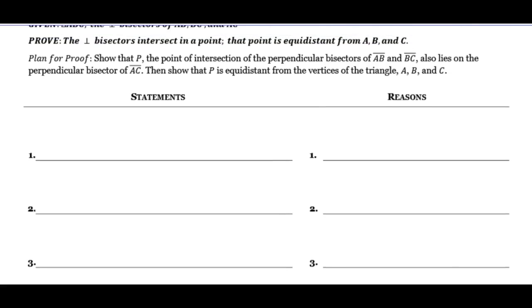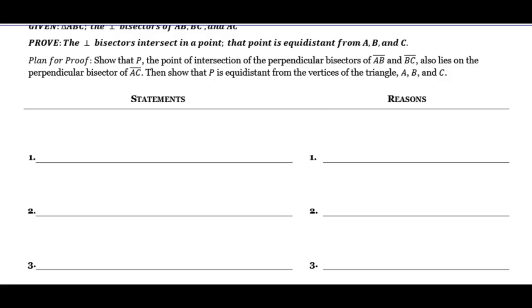So I had put, what are we trying to prove? We want to prove that the perpendicular bisectors intersect at one point, and that that point is equidistant from our vertices A, B, and C. So if you want a little plan, we want to show that P is the point of intersection of the perpendicular bisectors and also lies on the perpendicular bisector. And then we need to show that P is equidistant from our vertices.